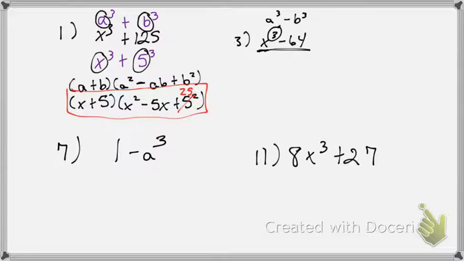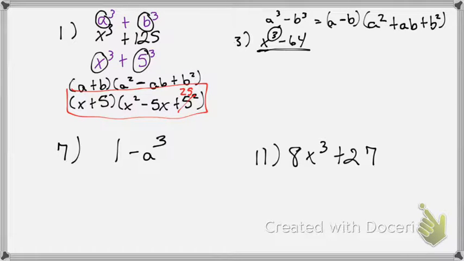So when I actually set up my formula, we know the formula for a difference of cubes, like we saw a couple minutes ago. We're going to have a minus b times a squared, opposite, so this time it's plus, then we have ab, and then always positive, so plus b squared.